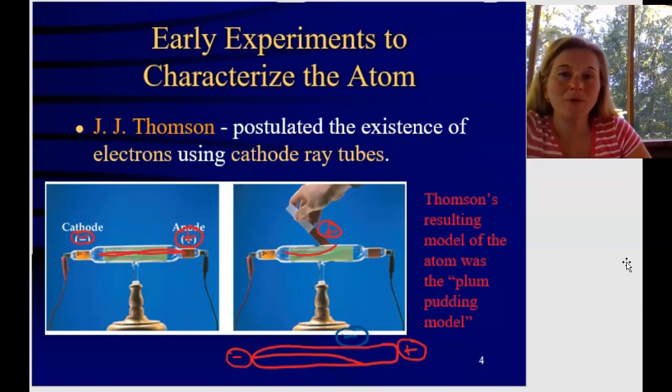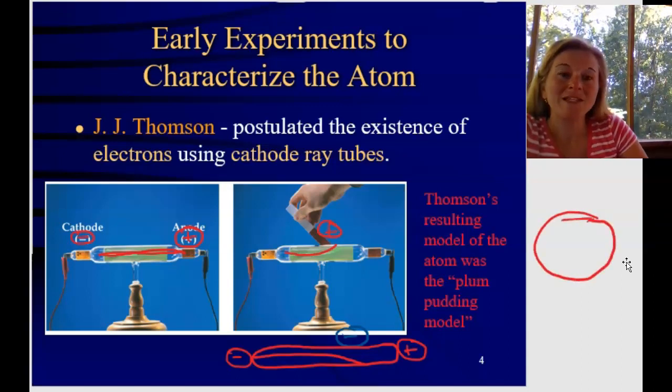We don't eat plum pudding anymore, so a lot of your Chemistry 1 teachers probably made an additional analogy to a blueberry muffin or a chocolate chip cookie, of this idea that you have a 3-dimensional object with things dispersed throughout the object. And so if we were to draw this, right, J.J. Thomson said that we had this sphere. I'm drawing it 2-dimensional, but it's really 3-dimensional.